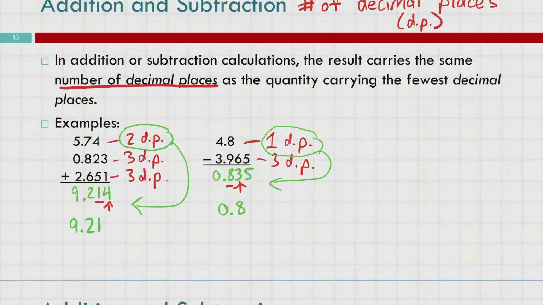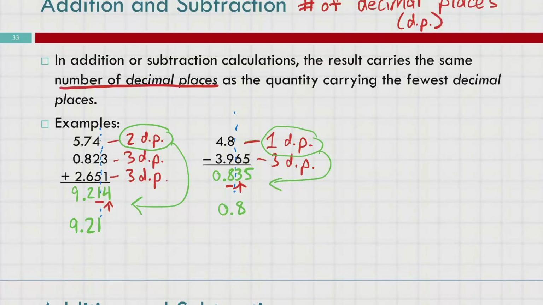The other thing that you can do for these, if you set them up stacked for adding and subtracting, is draw a line behind whichever has the fewest decimal places, and that's where you're going to cut it off. To the left of the line, those are significant. To the right of the line, not significant. That'd be another way that you could do it.